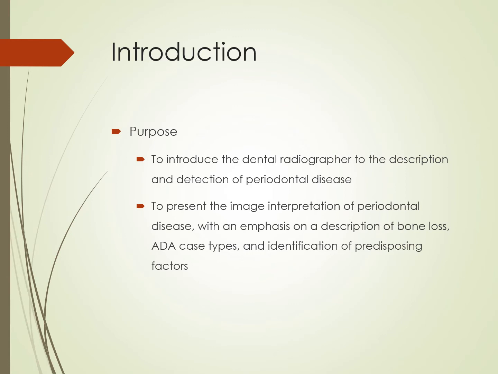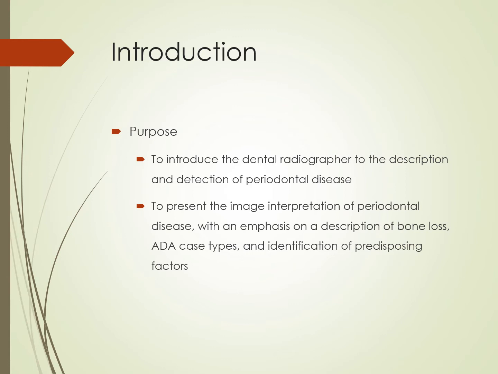So we need to introduce you to the description and the detection of periodontal disease. That is what we do. So we're going to talk about the image interpretation for periodontal disease. We're going to specifically be looking at bone loss, the ADA case types, and the identification of predisposing factors. So we'll talk about a little bit of predisposing factors for periodontal disease, but not a whole lot. Mostly just the things we see radiographically. Unfortunately, I can't teach you the entire term 4 perio course, right? So, well, not in this one anyway.